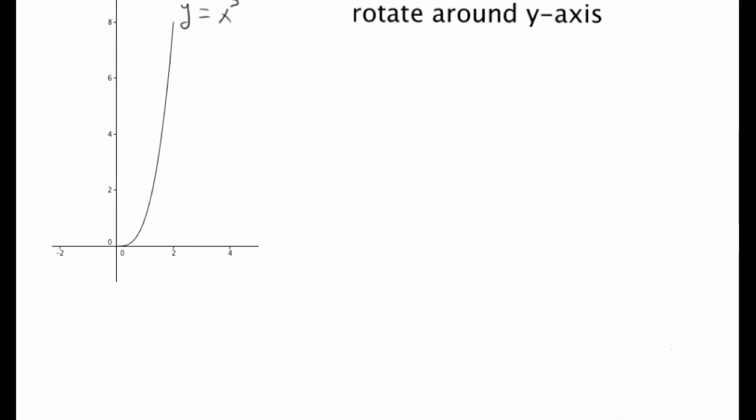So let's do one more of these. Let's now see what happens when we try and rotate around a different axis. We're going to take this region of the graph of y equals x cubed and rotate it around the y-axis.